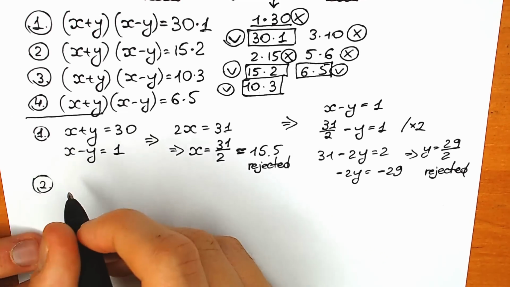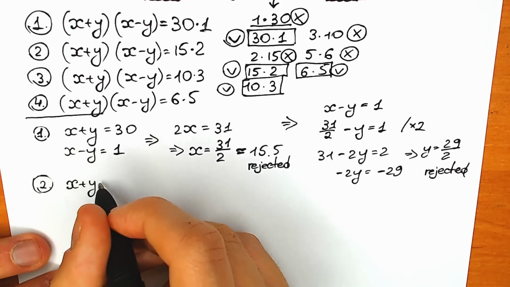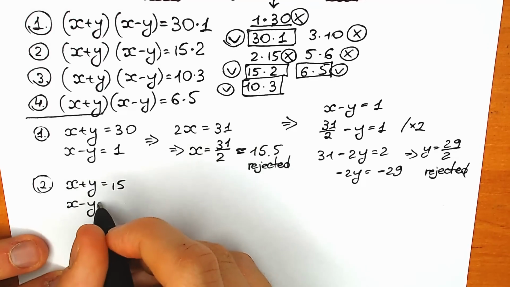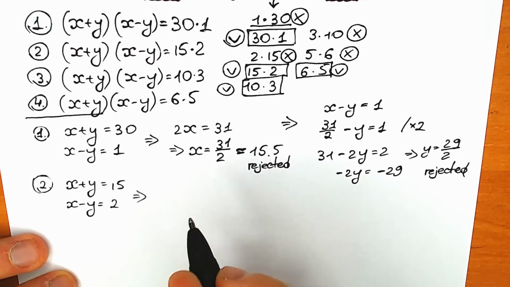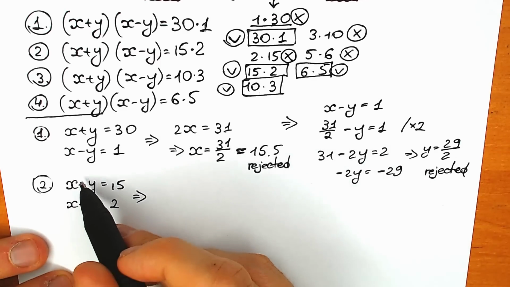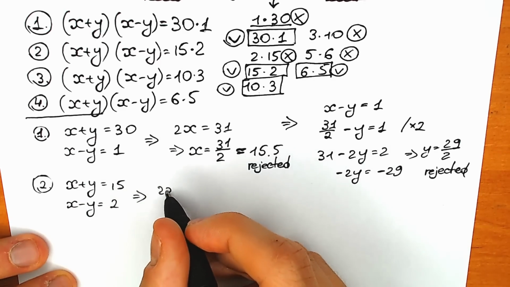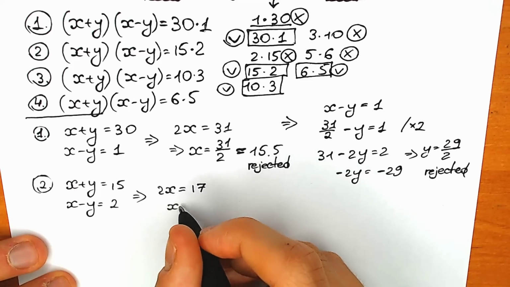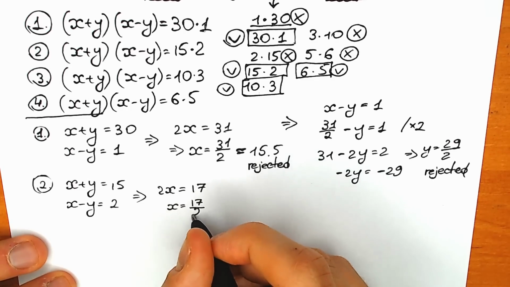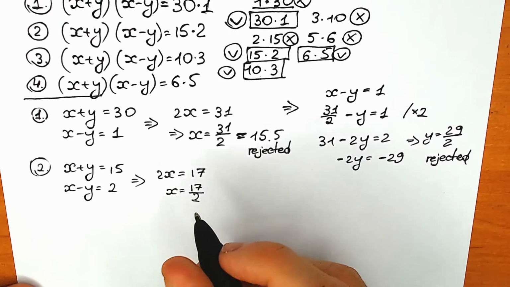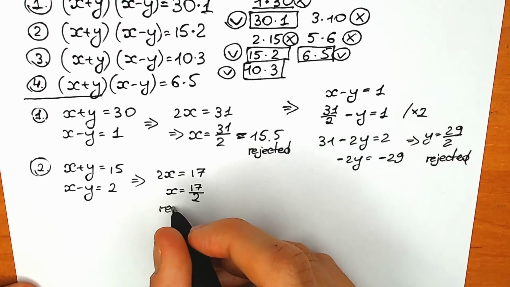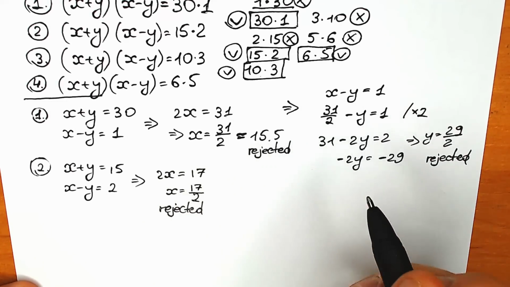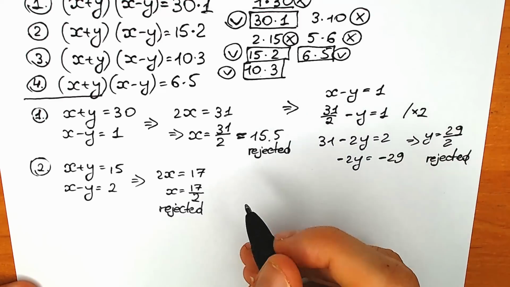So x plus y equal to 15, and x minus y equal to 2. Right now, let's do the same algorithm. Let's add both of these equations. So we have 2x equal to 17, and from here our x equal to 17 over 2. And of course, this is not good in terms of natural numbers, so we reject this x. But let's find our y and see what will happen.